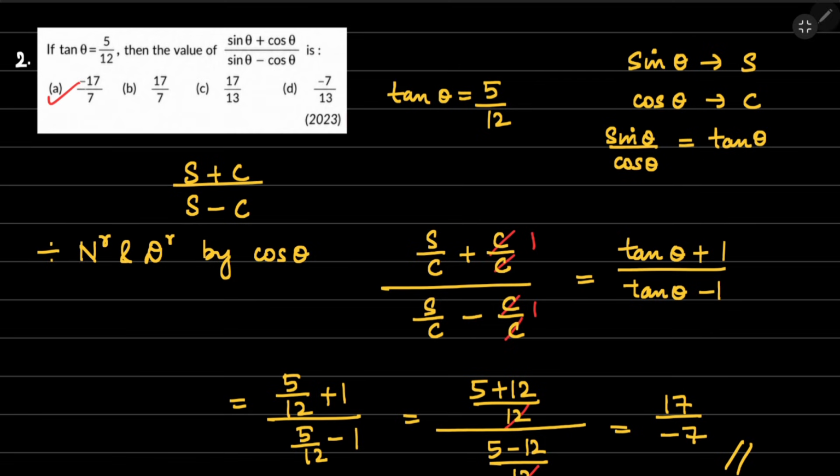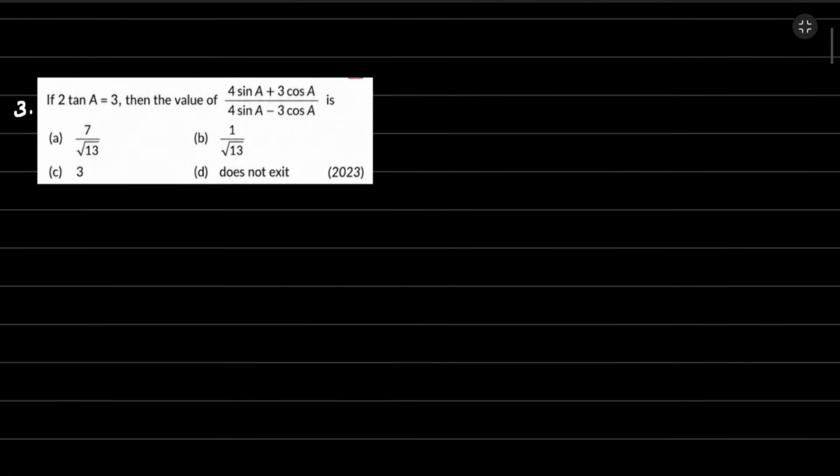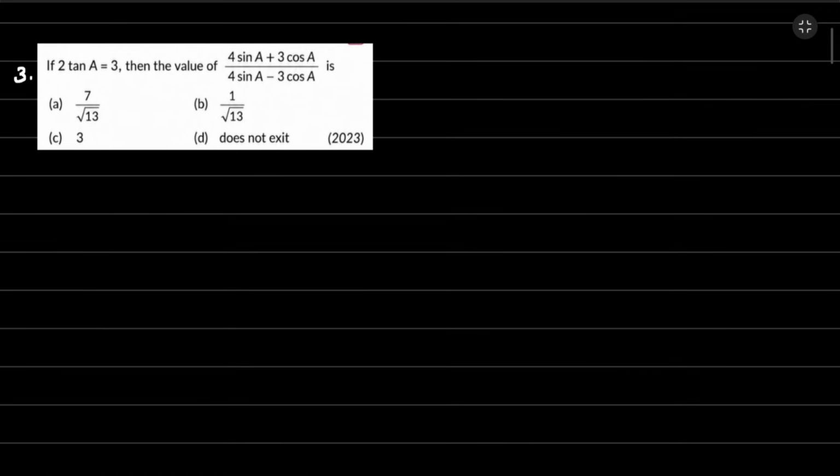Whenever you are given tan and you have something in terms of sin and cos, always remember to divide numerator and denominator by cos so that you can directly get your tan value. We will see more questions based on the same type. Let's move on to the third question. Again, see, it's a similar type. You are given tan, you are asked the value in terms of sin and cos. So we are going to do the same thing.